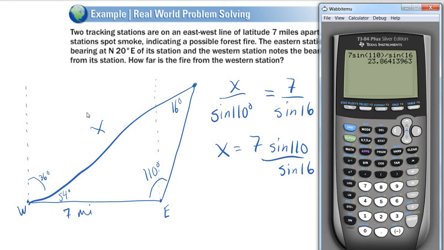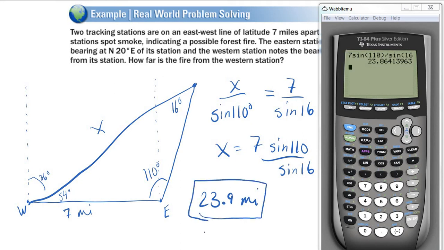Now if you get something different on your calculator, by the way, check and make sure you're in degree mode. Okay, so 23.9 miles is what I see there. Notice we could have found this distance, whatever they asked us. So key, sketch your triangle, label what you know, and then see what tools we have at our disposal to help us solve it.